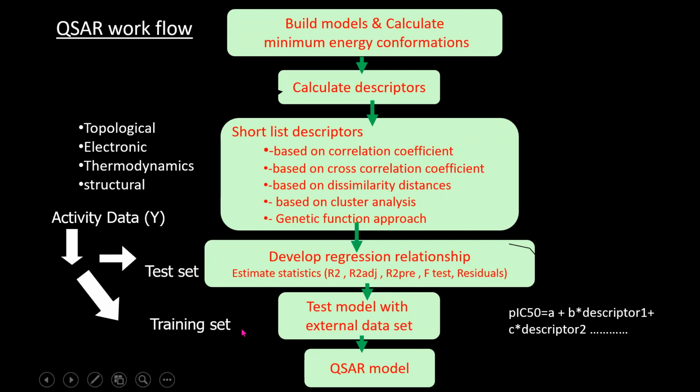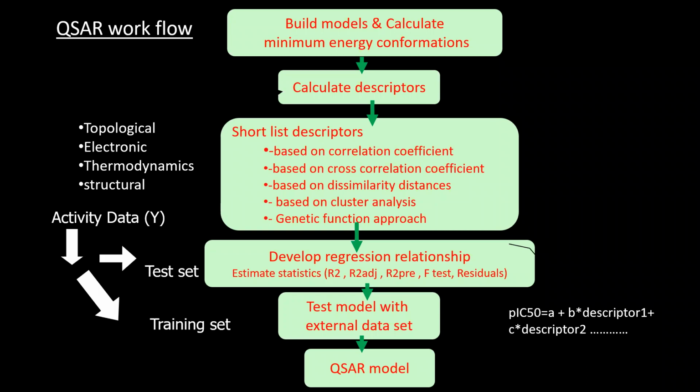So with the 80% of data, you develop your QSAR, you get an equation, and then you try to predict the activity for the remaining 20% and see whether the model is able to predict. Understand? So there is the concept of training and test set, 80-20.